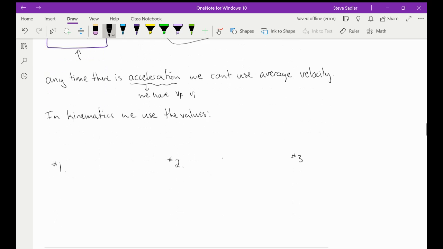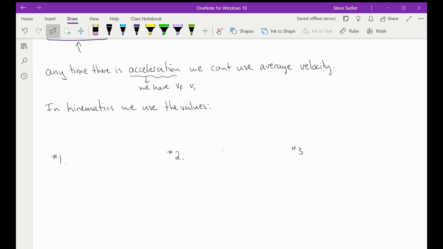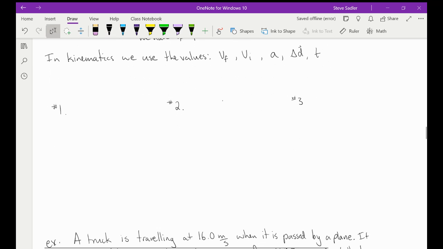So in this unit, and I mean in the whole course, we're going to use these values. We use final velocity, initial velocity, acceleration, displacement, and time. So there's a few different values that we're dealing with, and each of the big three equations has a combination of those values, but also excludes some of them so that we don't have to know them. I'll show you what I mean by that.